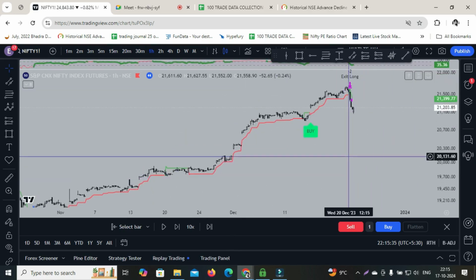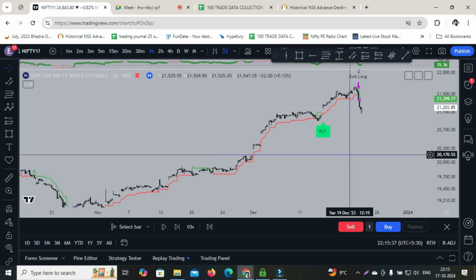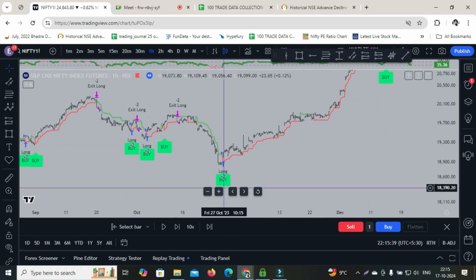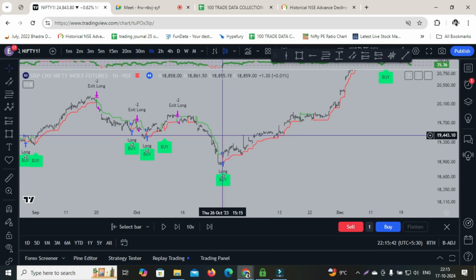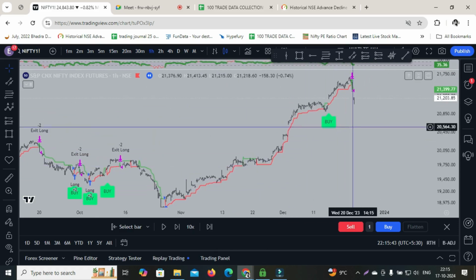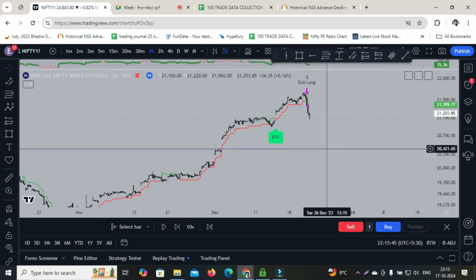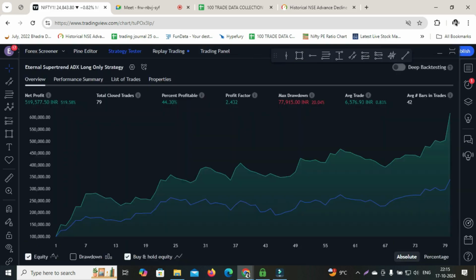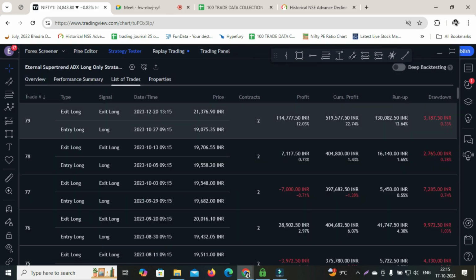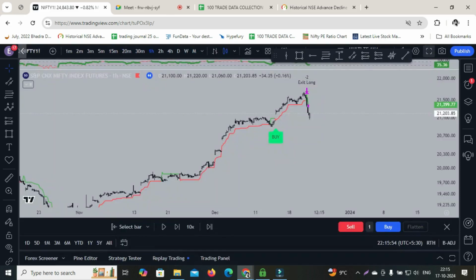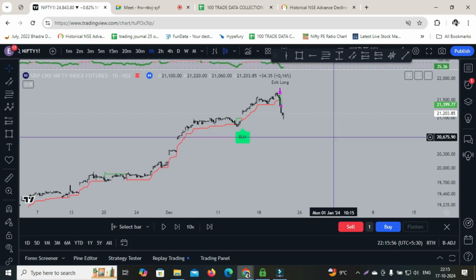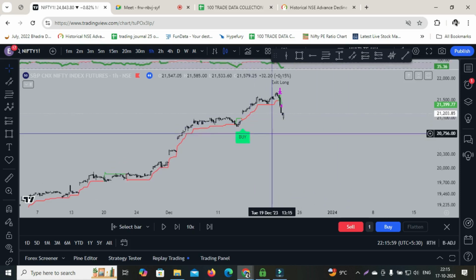That date was 20th December, while we entered on 26th October. So for almost 2 months we held our position. Okay, and profits were made. This was that trade. The profit made would have been 1,14,000. So on a 1 lakh capital you would have made 1,14,000. Okay, so this is how it works.